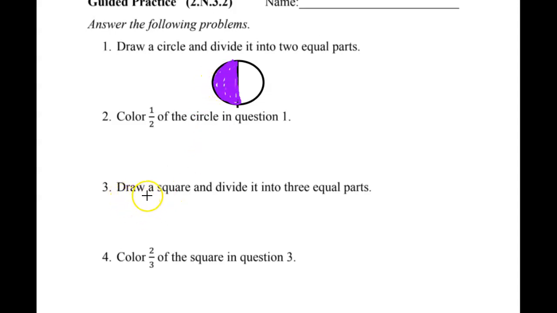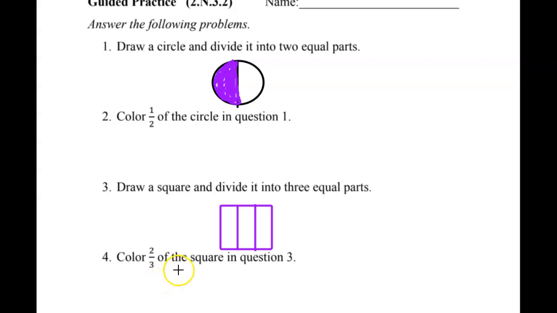Okay, the next one. Draw a square and divide it into 3 equal parts. How can you divide a square into equal parts that are only 3, not 4? Give it a try right now. Okay, is your square similar to this? We have 3 equal parts there, or close. I know sometimes it's hard to draw it freehand. But that's basically how you could do it, or you could have made them going horizontally the other direction.